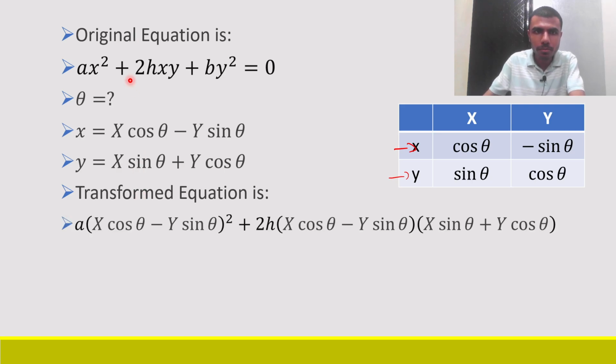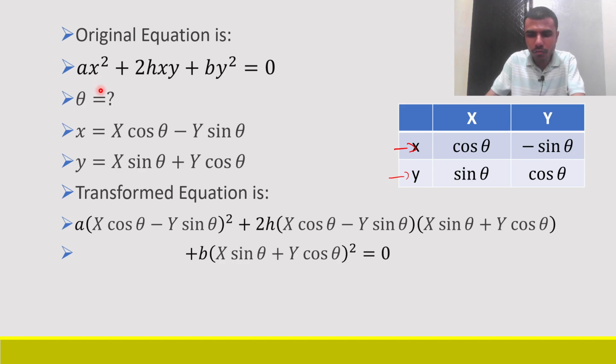Chalo. So in this equation, in place of small x, I put capital X cos theta minus capital Y sin theta. I'm going to call it capital X and capital Y because it's easier to differentiate. And here plus 2h into capital X cos theta minus capital Y sin theta into this in place of y, and in place of y square I get b into capital X sin theta plus capital Y cos theta whole square. I hope you understood what I want to say. Now we need to simplify this and get the coefficient of xy term and equate it to 0.